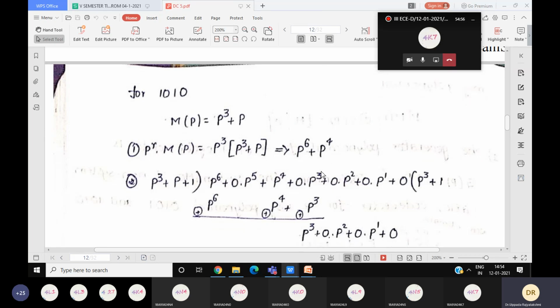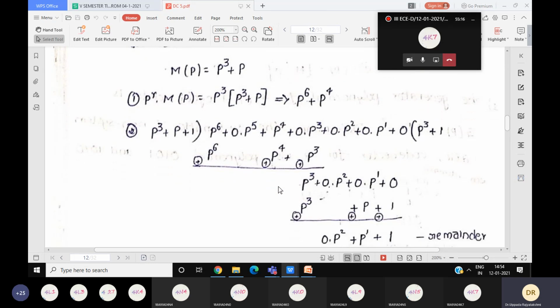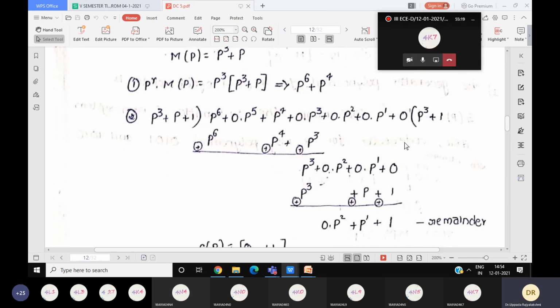You will get p power 6 plus p power 4. Dividing by p cube plus p plus 1: if you multiply with p cube, you will get p power 6, so you can cancel p power 6. So p power 6 plus p cube into p, that is p power 4, plus p cube into 1, so p cube. Here p power 6 and p power 4 get cancelled. You will get only p cube plus 0 into p square plus 0 into p power 1 plus 0. While the first multiplication with p cube, the remainder is p cube.